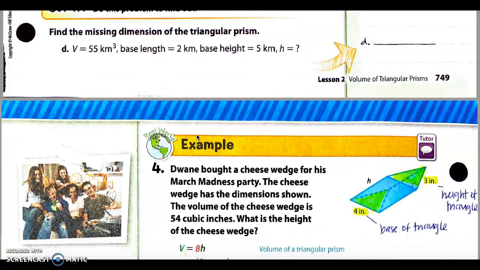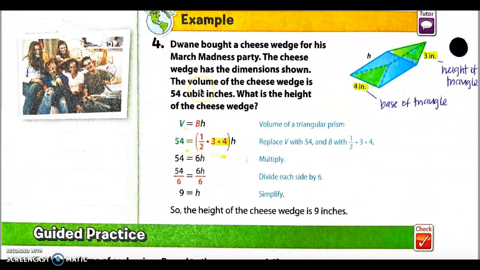Okay. All right. Number 4, example 4. Dwayne bought a cheese wedge for his March Madness party. The cheese wedge has the dimensions shown. The volume of the cheese wedge is 54 cubic inches. What is the height of the cheese wedge? So if you notice, these are exactly the same triangles. It's just that this gives me the base and this gives me the height. So if this is 3, this also must be 3. If this is 4, this also must be 4.